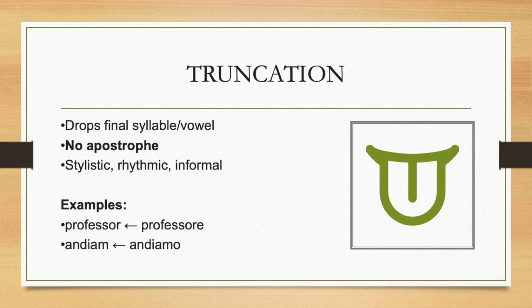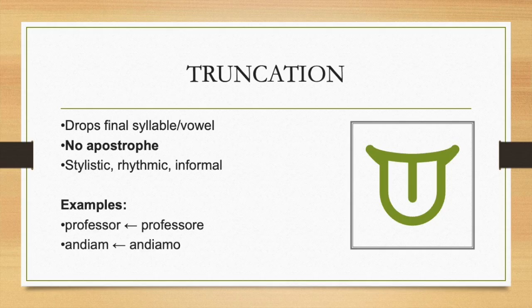Now, let's look at truncation. Truncation happens when the final syllable or vowel of a word is dropped without using an apostrophe. For example, professor. You know that you use professor instead of professore when you combine the noun professore with a last name. Professor Rossi, Dottor Rossi, and so on. Andiam instead of andiamo. Unlike elision, truncation is not a strict grammatical rule. It's stylistic. It's used for rhythm, informality, or poetic effect.